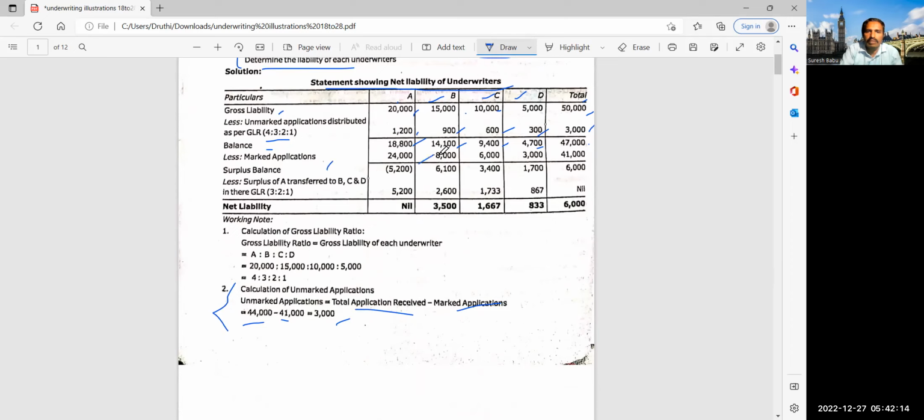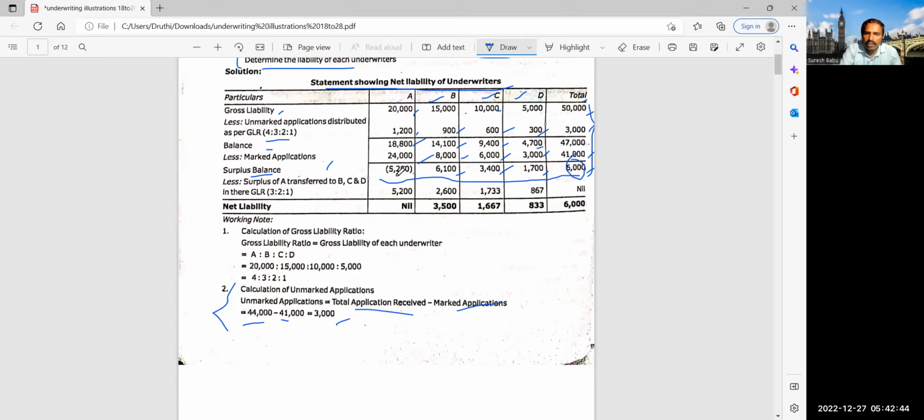Plus marked applications 24,000, 8,000, 6,000, 3,000, 41,000. Now you get the balance, that is minus 5,200 for A, 6,100 for B, 3,400 for C, and D 1,700. Total 6,000. Here you should be getting the same total vertically and horizontally.